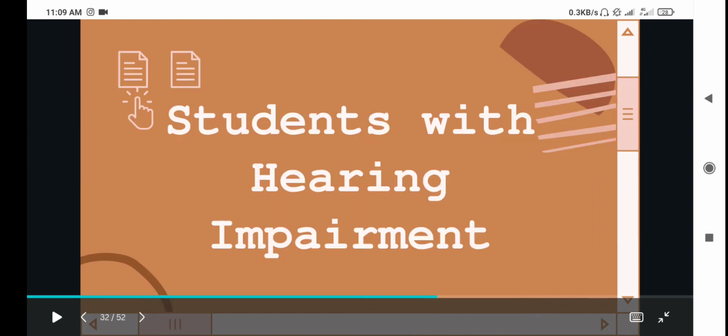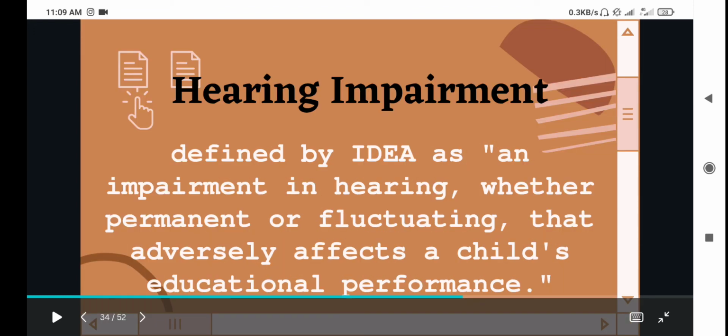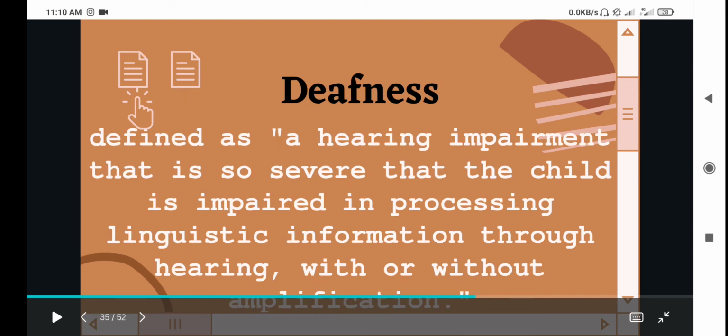Next, we have the students with hearing impairment. So hearing impairment or disability, deaf and hard of hearing. Hearing impairment is defined by IDEA as an impairment in hearing, whether permanent or fluctuating, that adversely affects the child's educational performance. Deafness is defined as a hearing impairment that is so severe that the child is impaired in processing linguistic information through hearing with or without amplification.